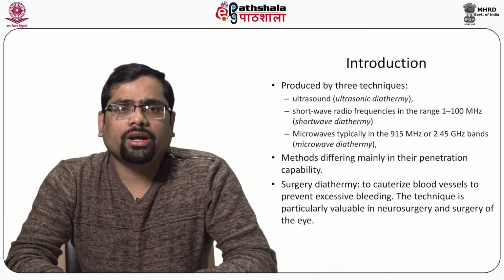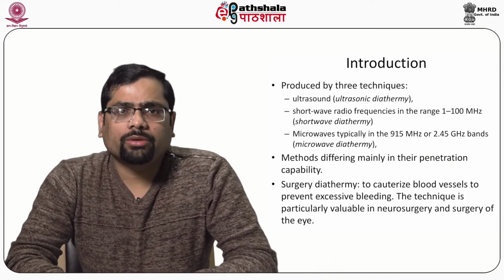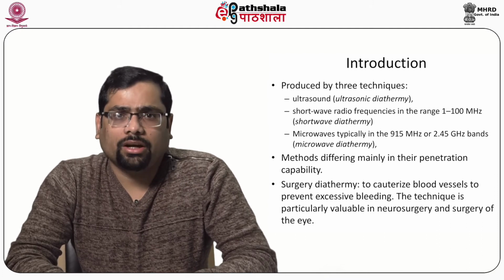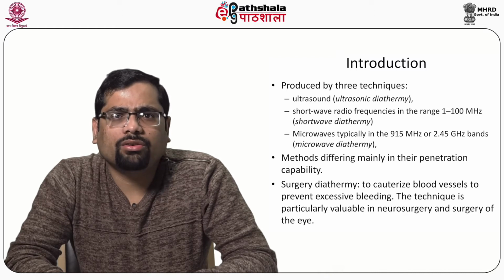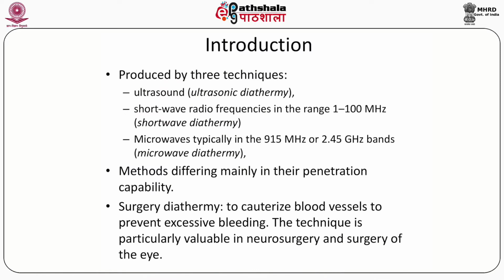To continue with the introduction, diathermy waves are produced by basically three techniques. The first is ultrasound, called ultrasound diathermy. Shortwave, with radio frequency in the range of 1 to 1000 megahertz, is called shortwave diathermy. Microwave is typically in the range of 915 megahertz or 2.45 gigahertz bands, and is called microwave diathermy.